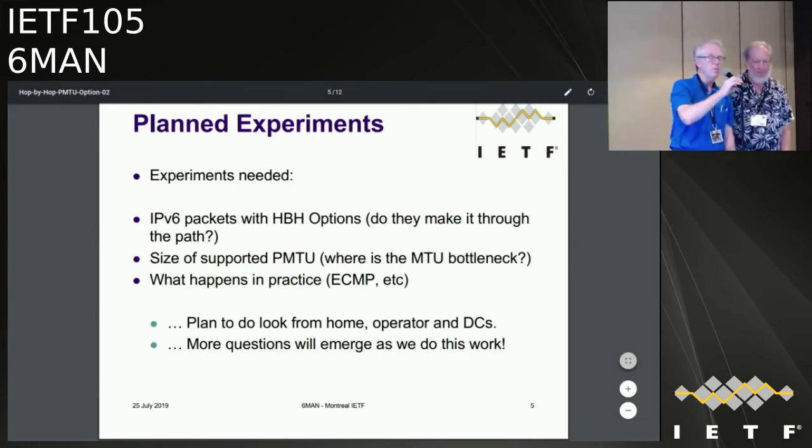So we've implemented it, and we have something in Wireshark that works. But we need to work out if it actually works on the internet, which seems like the most important question. So we need people to do experiments. We plan to do experiments. The first one is, do hop-by-hop options really work? We really hope so. What size of PathMTU is actually supported, and where are the MTU bottlenecks? We don't know the answers to this, so that's why we're building the tool, but we need to do a bit of mapping for this. And what happens in practice when we try this on the crazy real internet? We're going to do this work, and we would love other people to join us. So it's a plea for other people to say this is fun.